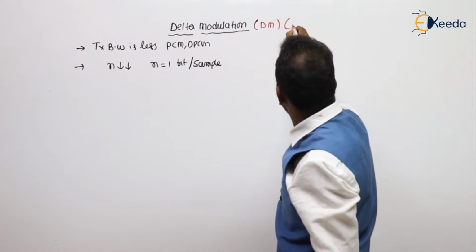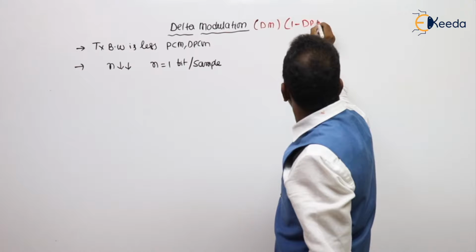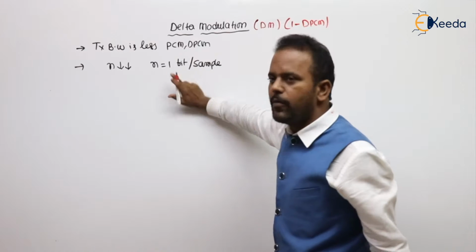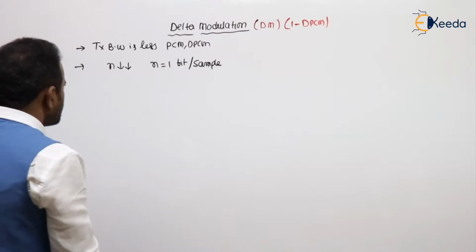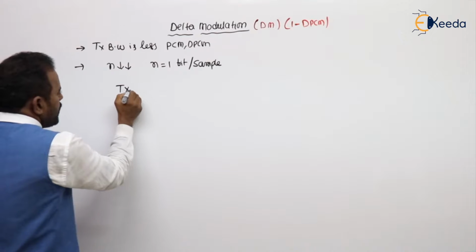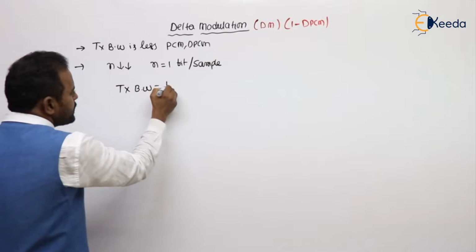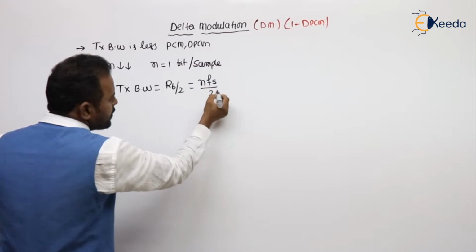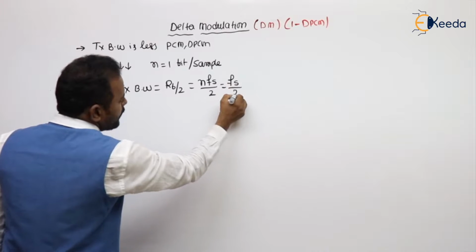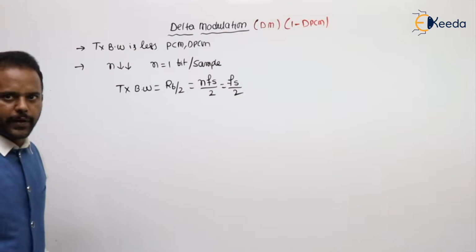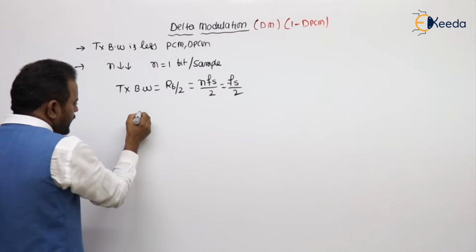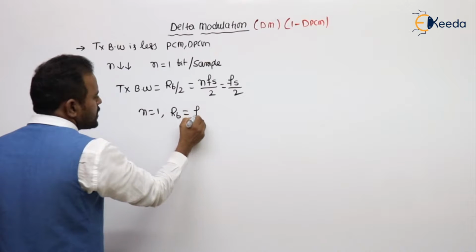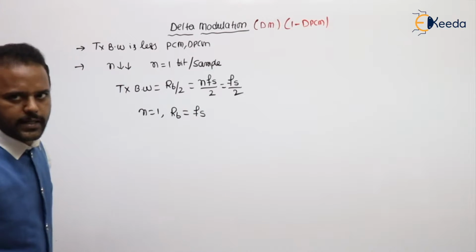So it is also 1 bit, similar to DPCM. Why does this mean n value 1? What is the transmission bandwidth formula? The minimum transmission bandwidth is Rb by 2. Rb is n Fs by 2, that is nothing but Fs by 2. Are you getting my point? Here n value is 1. So Rb equals n Fs, so Rb and Fs both are the same.